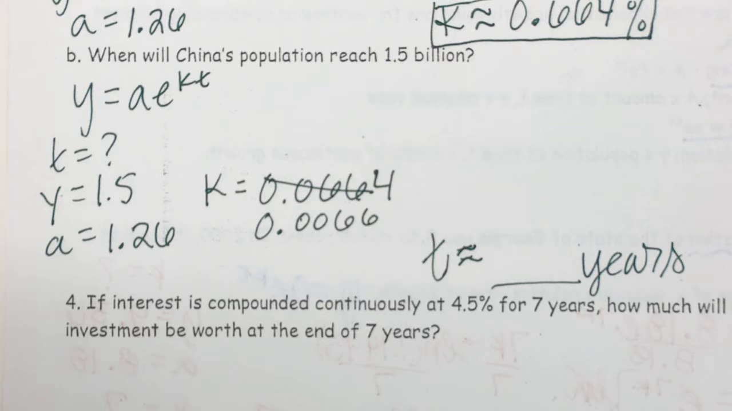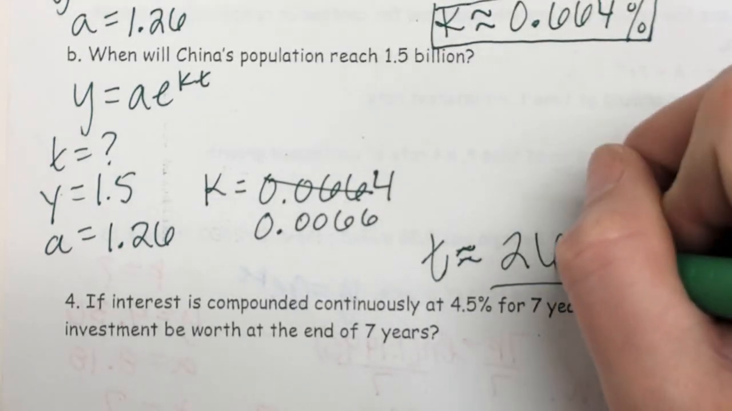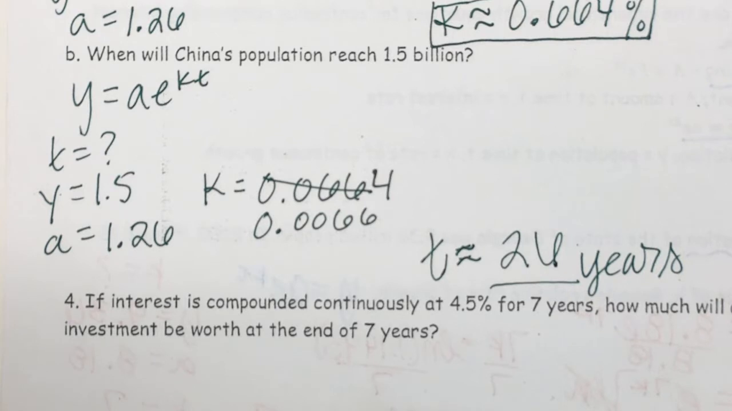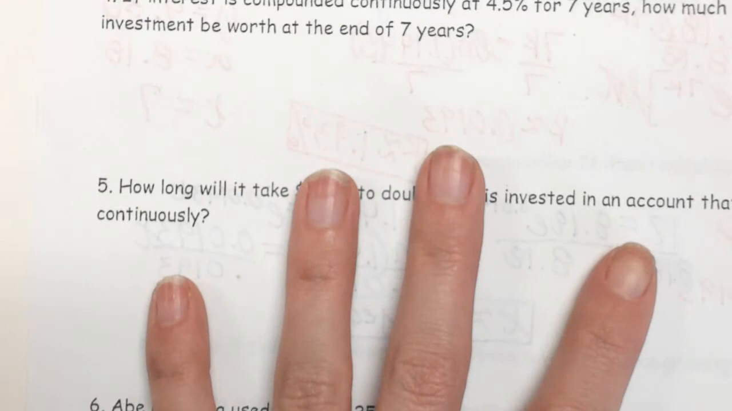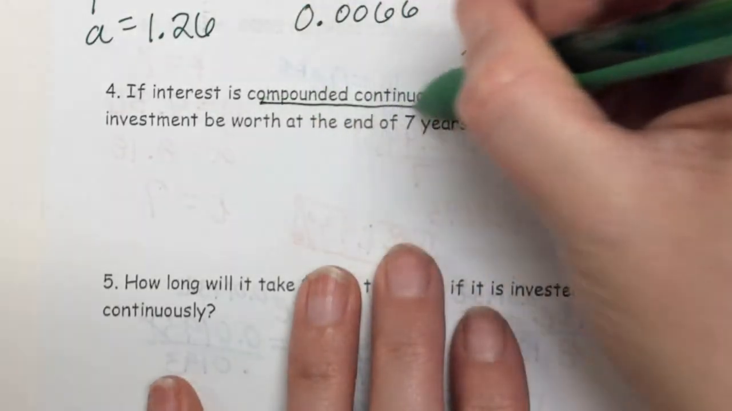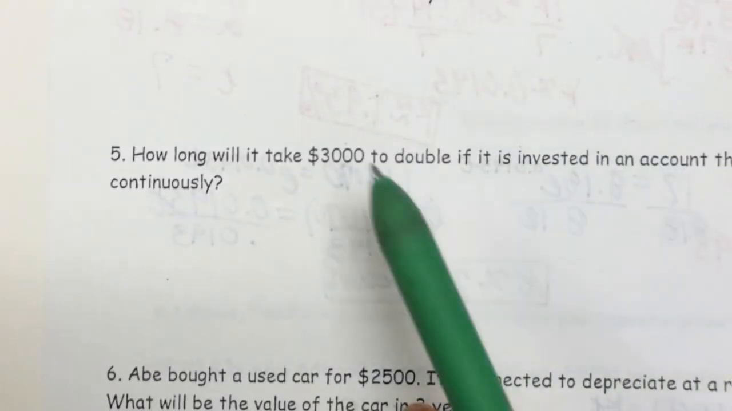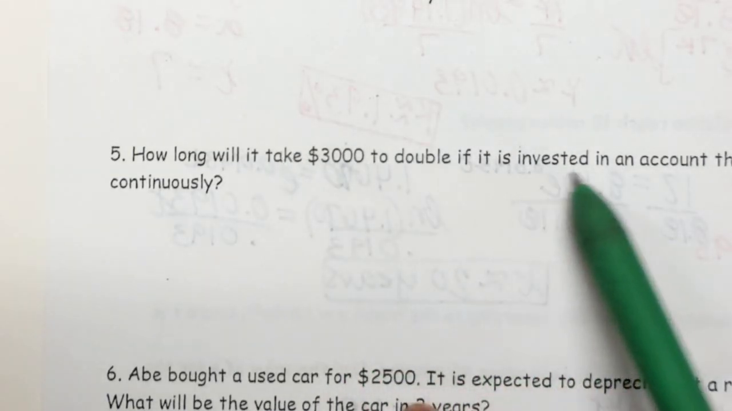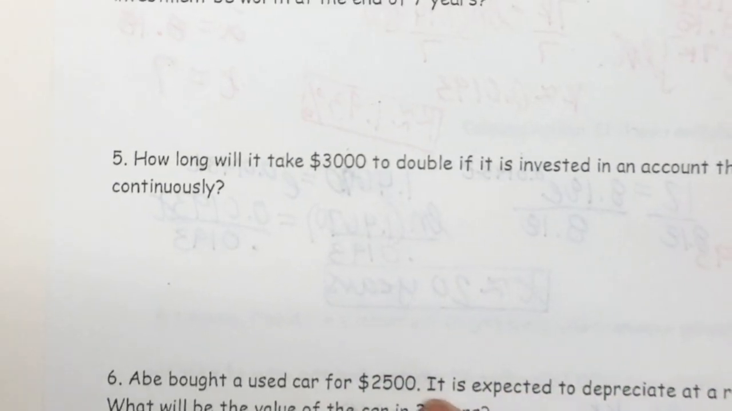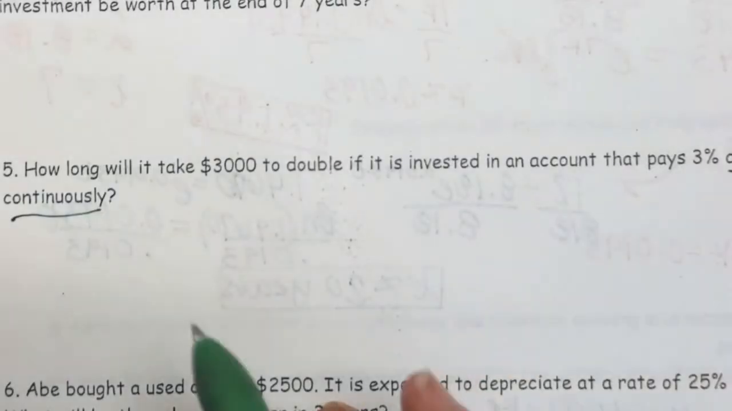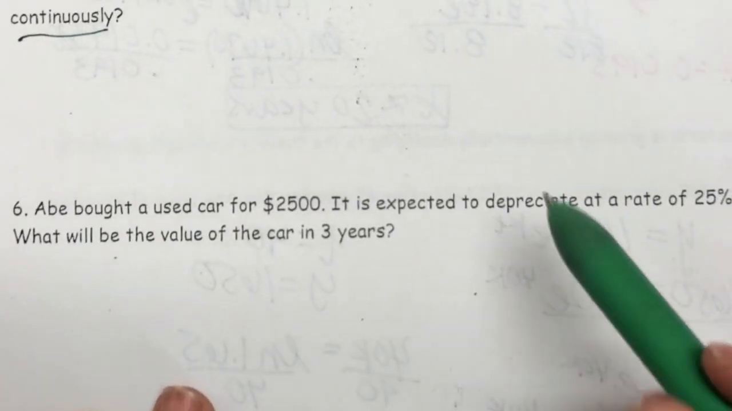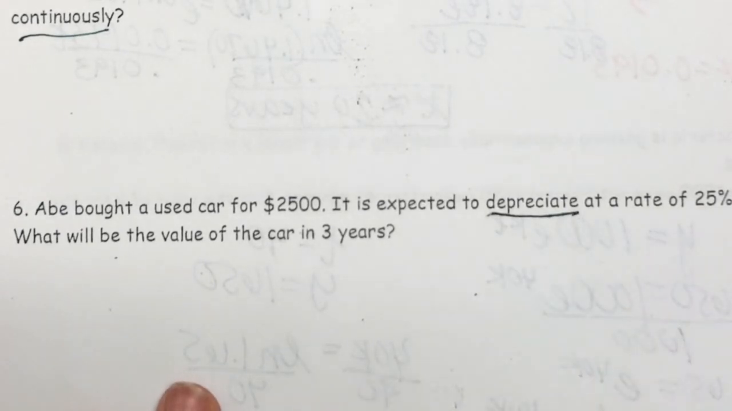Alright, Nicole, what'd you get? Everybody agree? Very good. Y'all have any questions? Yes. How would you know when to use continuous compounding or exponential growth? Anytime it says continuous compound, that's the one you'd use. And then if it says, like, on number 5, how long will it take 3,000 to double if it's invested, blah, blah, blah, compounded continuously, that's the one you would use. On this one, it says depreciate, which means the price is going to drop, so it's talking about decreasing, so you'd use exponential decay on that one.